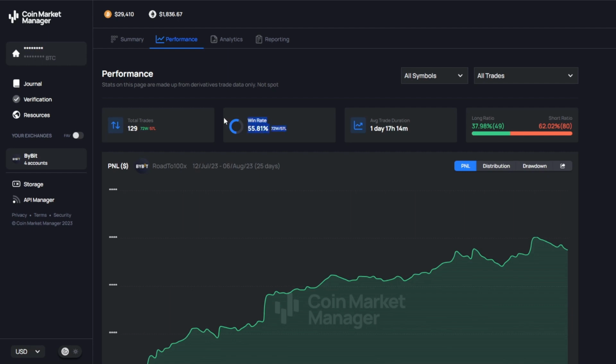And then obviously we have the win rate here. I wouldn't value this too much, because you can have a win rate of 10% and still be profitable, as long as your winners are much bigger than your losers. So it's nice to see, but I wouldn't value it too much personally.